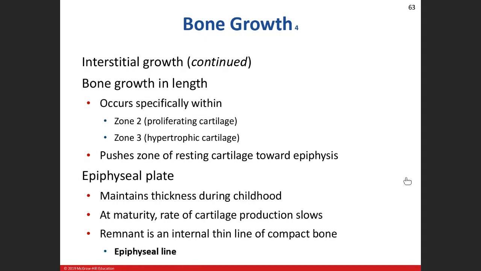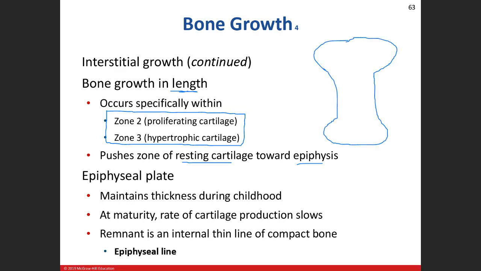So keep in mind, when we talk about the lengthening of the bone here, the big areas are zones 2 and 3, the proliferating zone and the hypertrophic zone. But also think of this too, because I don't want you to think of it the other way. All of this pushes that resting cartilage towards the epiphysis. So what does that mean?